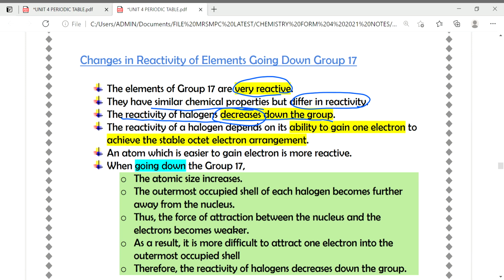Maknanya elemen yang duduk atas, dia more reaktif. Semakin turun, dia semakin kurang reaktif, less reaktif. So, reactivity of halogen depends on what? Kita nak cakap dia more reaktif dengan less reaktif ni kenapa? It depends on the ability of that element to gain one electron to achieve the stable octet electron arrangement. Sebab group 17 ni, chemical properties dia adalah menerima elektron.